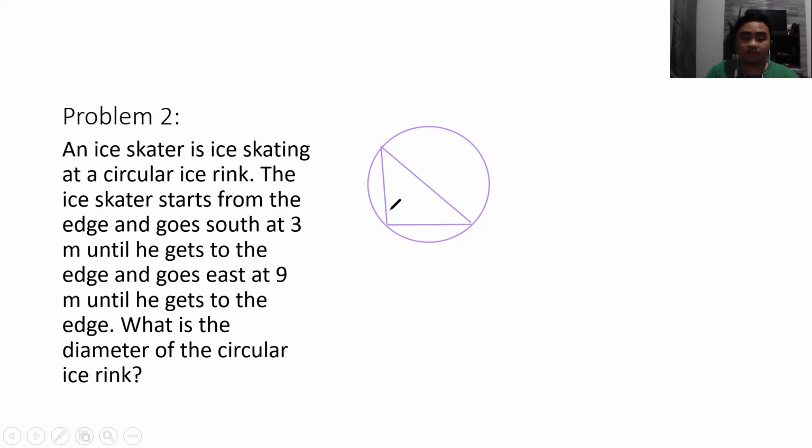Through the semicircle theorem, this angle would be 90 degrees, and this would be a right triangle. The first is go south at 3 meters, so let us identify this as 3 meters. And goes east at 9 meters, so let us say that this is 9 meters. So let's use math. This is point M. This is point A. This is point P. And this is point H.